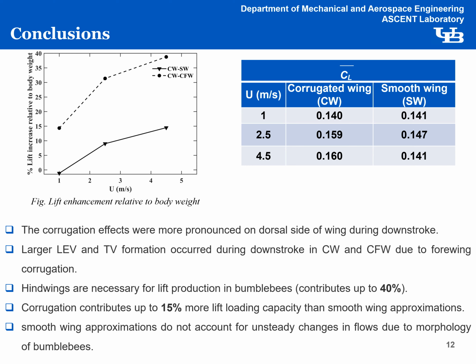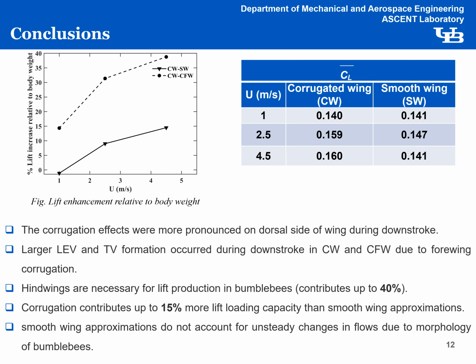In conclusion, we see that the corrugation enhances the strength of the leading edge vortex and tip vortex. We also saw that the corrugation contributes to the nectar and pollen carrying capacity of bumblebees based on the force time history. The forewing corrugation can generate a leading edge vortex and tip vortex of equal strength as whole wing models. And we also saw that the hind wings are a necessary part of wing morphology as they contribute up to 40% of the lift production at a forward velocity of 4.5 meters per second.